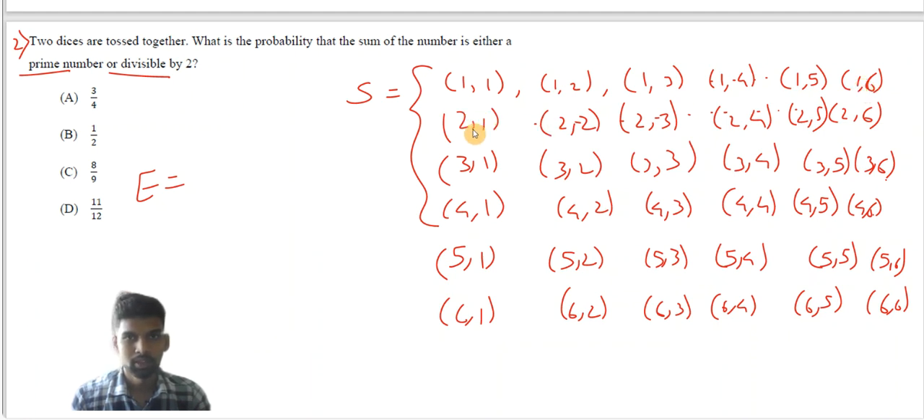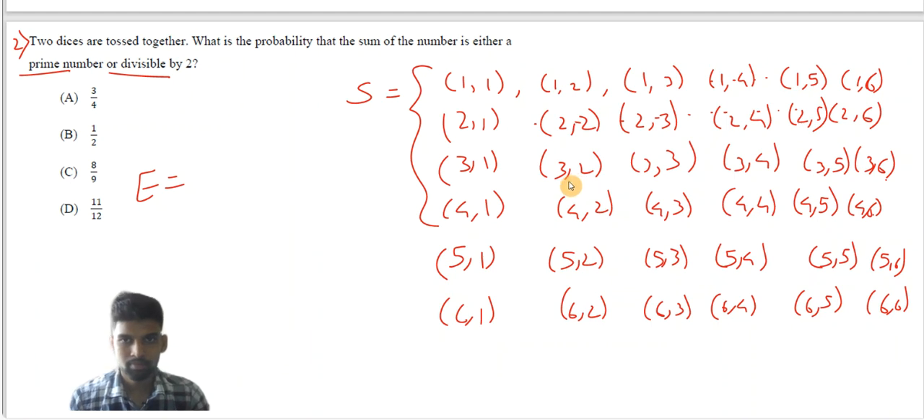2,1, which is 3, prime number. 2,2, divisible by 2. 2,3, prime number. 2,4, divisible by 2. 2,5, that is a prime number. 2,6, divisible by 2. 3,1, divisible by 2.